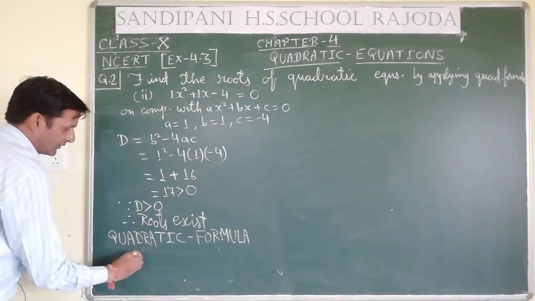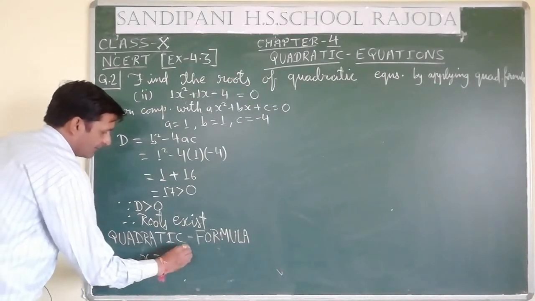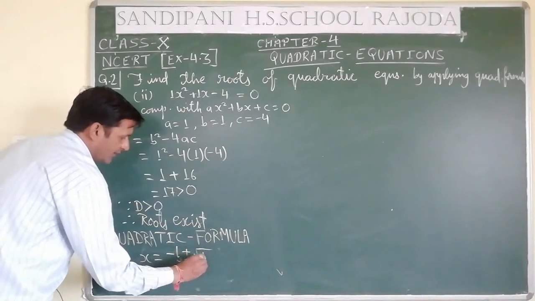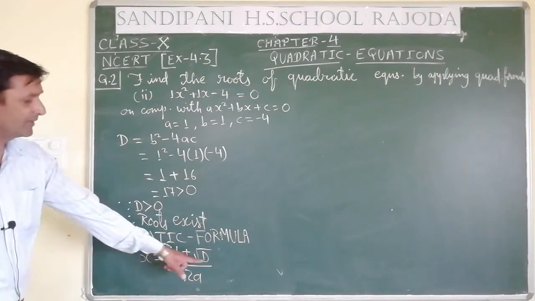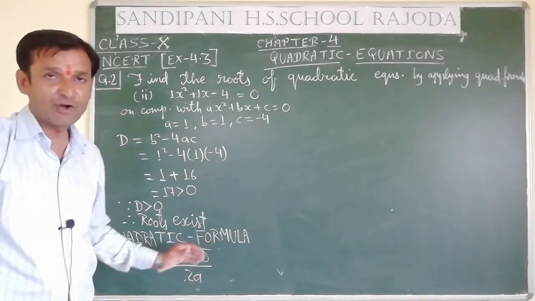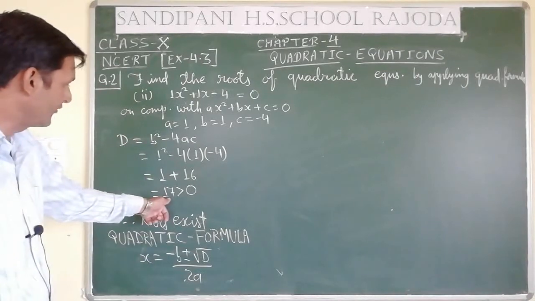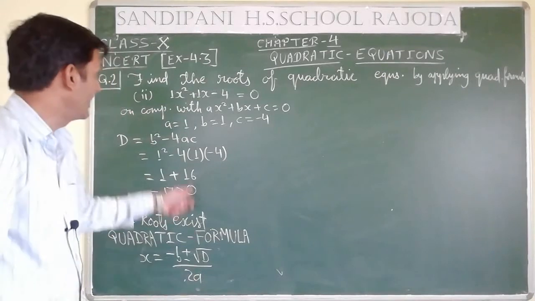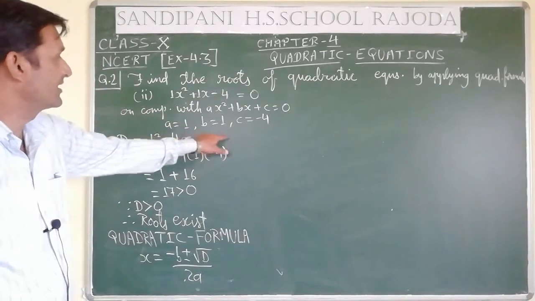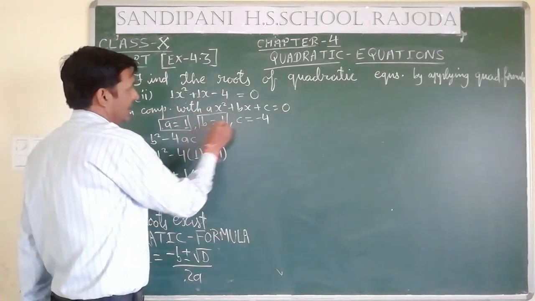That is equal to x is equal to minus b plus minus under root discriminant upon 2a. You may write it b square minus 4ac also, but why we are not writing it? Because we have determined d. Directly put this value of d here in place of d, and value of b and a from here. These are the values of a, b and c respectively.